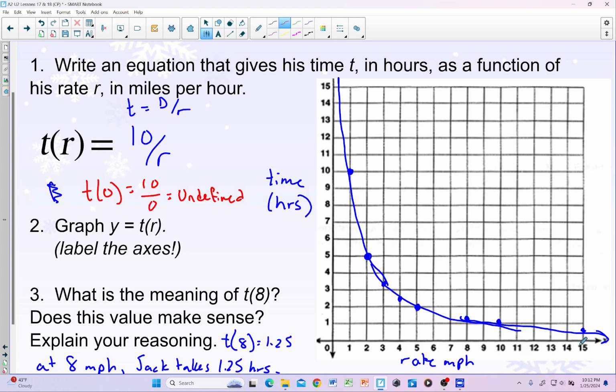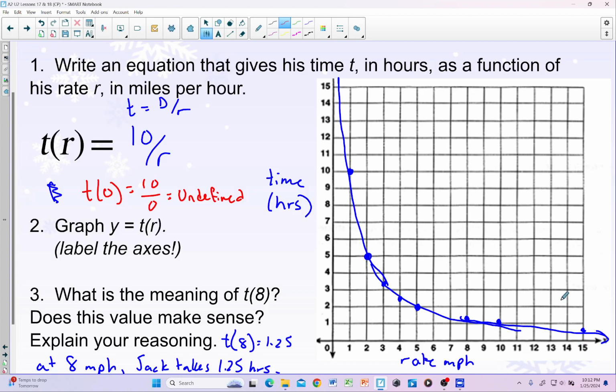I mean, could he theoretically travel 340 miles an hour? Sure. How much time will it take? A very small amount of time. But will it ever reach 0? Notice this graph is getting closer and closer to the axis. Here's my question: will this graph ever reach 0? The answer, no.